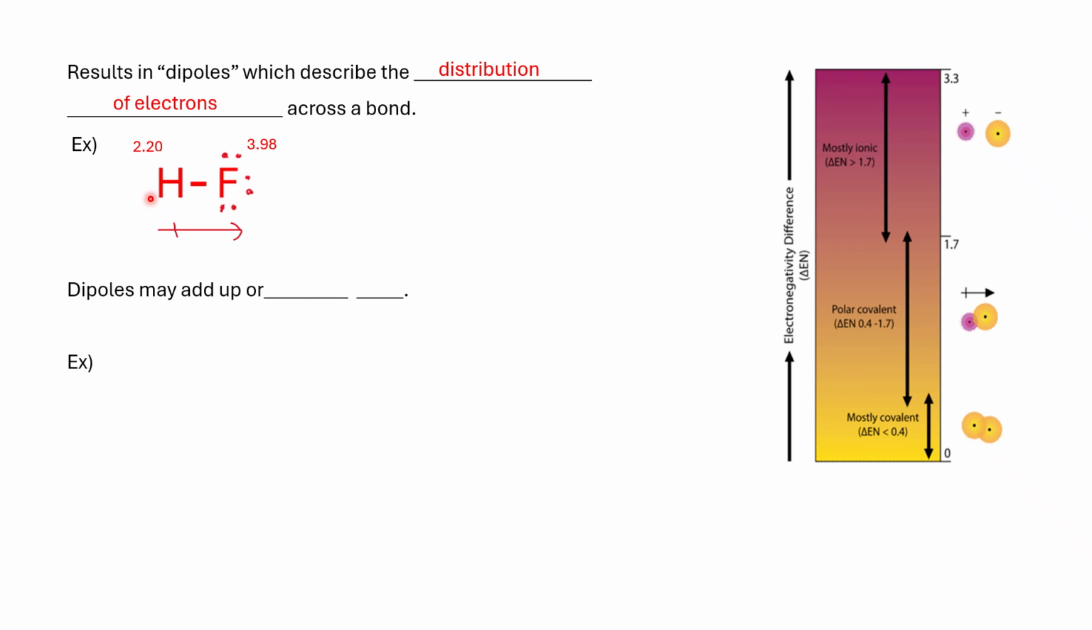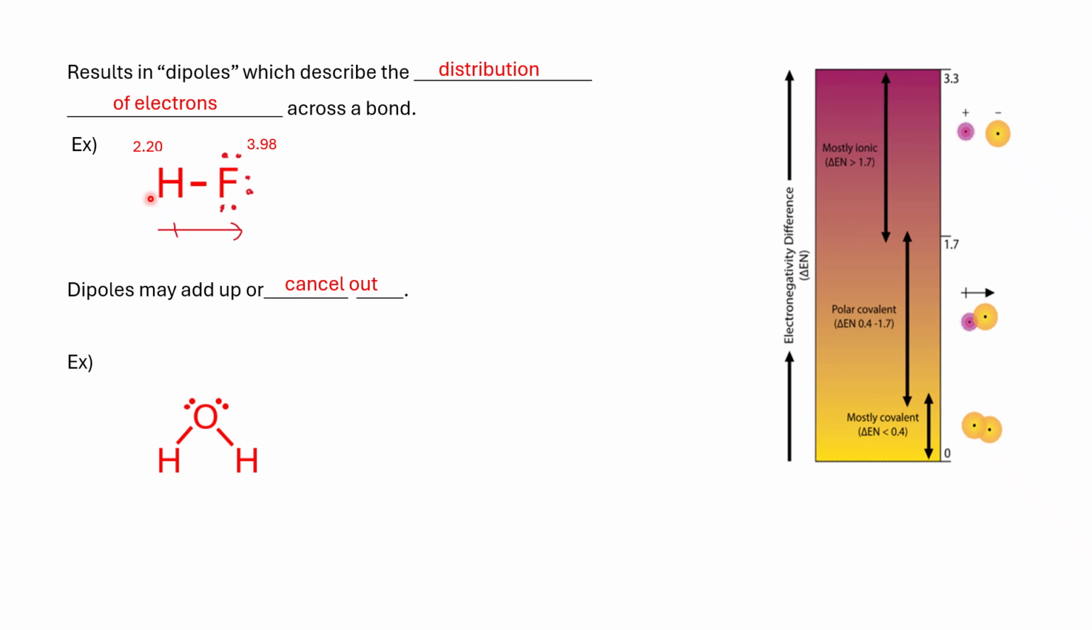Okay, so that is an example of drawing a dipole, which can be drawn for every bond. Anywhere that there's an electronegativity difference, we can draw a dipole. So if you have a molecule that has multiple dipoles, that just means it's a molecule that has more than two atoms. So those can either add up or they can cancel out. So what do I mean by that?